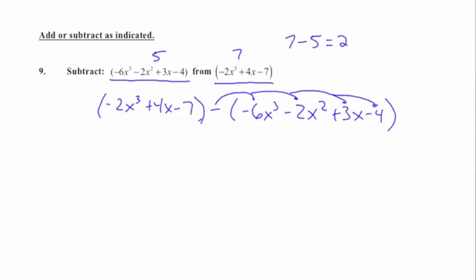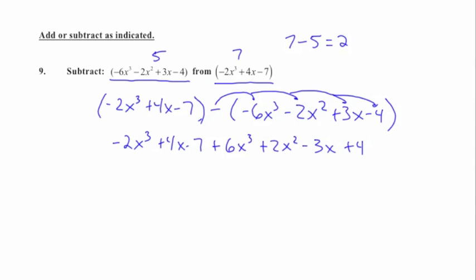The parentheses in this first polynomial aren't needed anymore, so I'd have negative 2x cubed plus 4x minus 7. And now if I subtract a negative, that's a double negative situation, so I'd actually be adding a positive 6x squared. And now if I distribute the negative to the next term, that negative 2x squared will become a positive 2x squared. And now if I distribute it to the third term, that becomes a negative 3x. When I distribute it to the last term, that becomes an actual positive 4. So notice when I distribute that negative, it basically makes each of these terms their opposite.